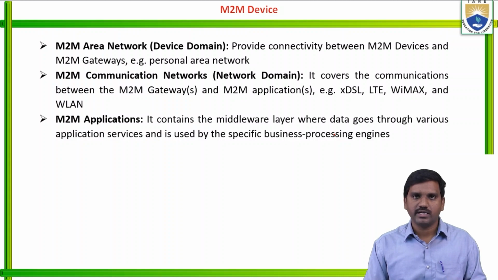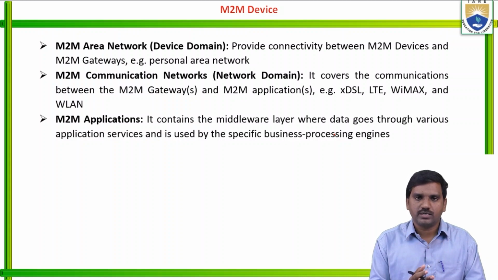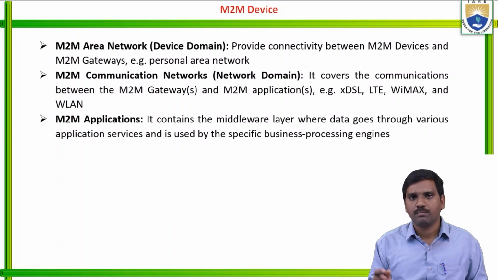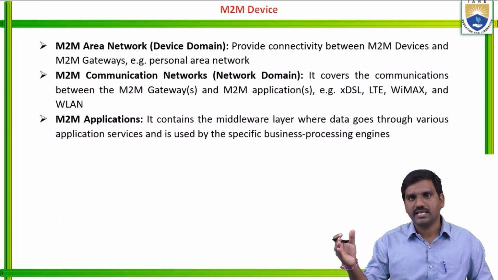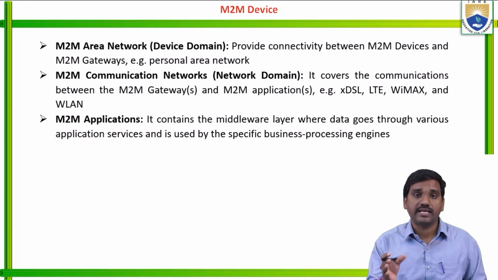Next, we have some important points regarding M2M: M2M device, M2M area network, M2M communication networks, M2M application. We already discussed this in the first slide. So these are the components of machine-to-machine. Here the M2M area network means domain specific. It provides connectivity between M2M devices and M2M gateways. For example, a personal area network comes under the M2M area network.